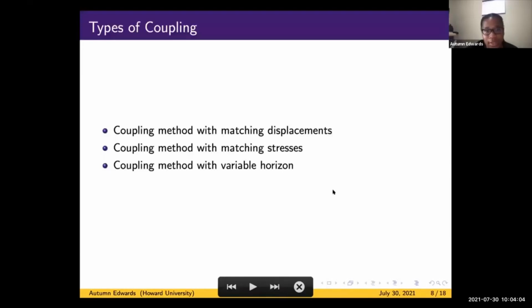All right, so there are three different types of coupling methods. We have coupling where we match the displacements between the models, we have coupling where we match the stresses, and then coupling with a variable horizon. This summer, what you'll see is just data based on coupling with matching displacements, which is what I have worked on for the entire summer.